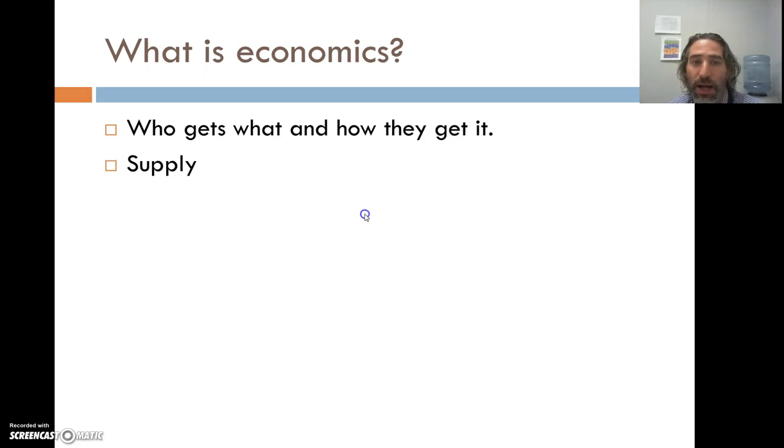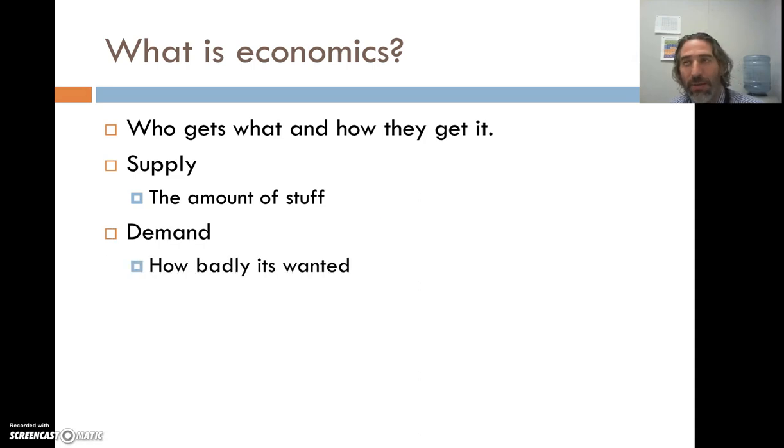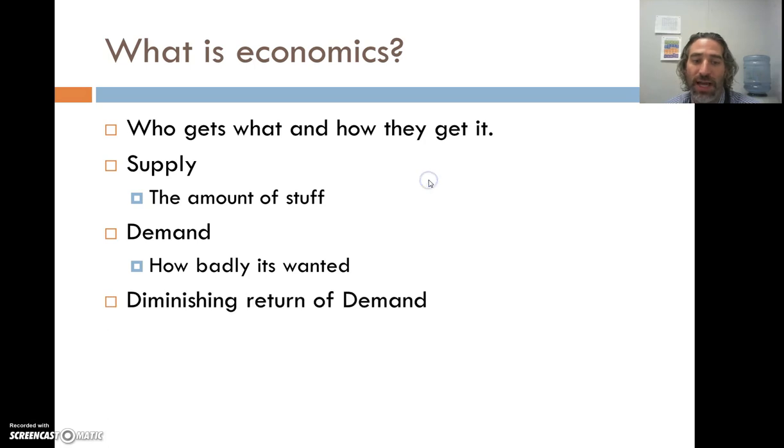It deals with supply, which is the amount of stuff that's out there. It's finite. There's nothing that's infinite. Everything has a limited amount of things. And demand, which is how badly it's wanted. And so these two things interact with each other depending on how much of something there is and how badly people want it. That increases or decreases the cost or how much it takes to get it.